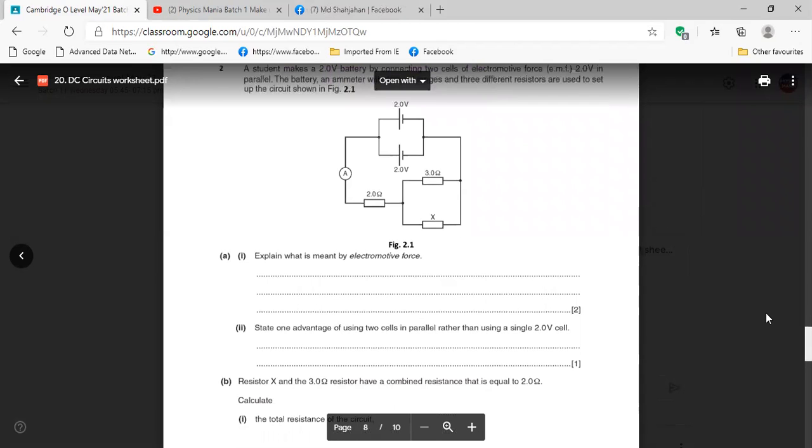State one advantage of using two cells in parallel rather than using a single 2.0 volt cell. The cells last longer. Very good.